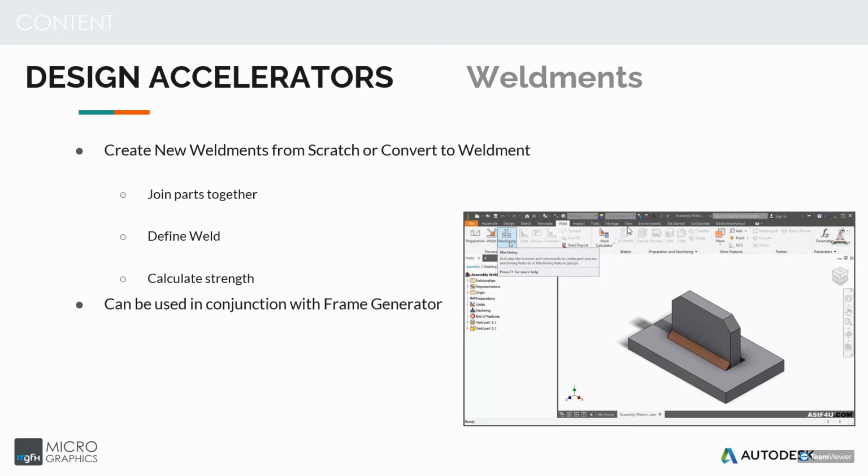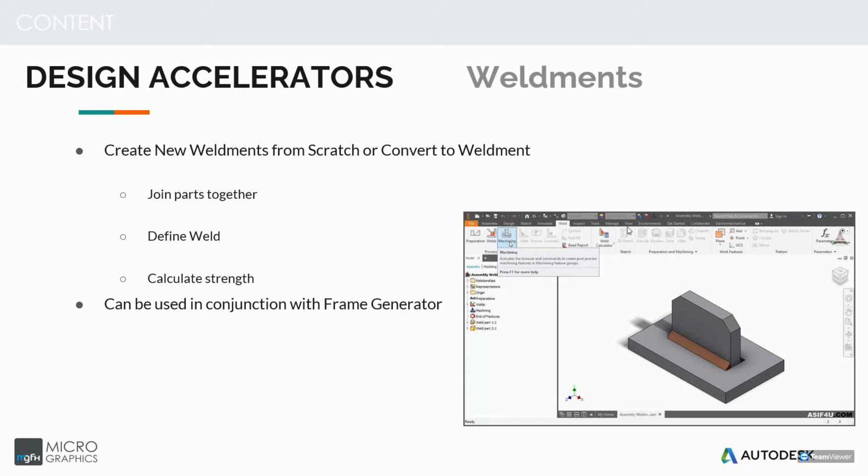So you can create new weldments from scratch or convert to weldment. What do I mean by that is basically you can have a sheet metal or a steel assembly, sort of like the one that I have in the preview here. It can start off as a general assembly and you can convert it to a weldment. Note that you will not be able to go back to a standard assembly once you've converted it to a weldment. That's just the way Inventor works. Or you can start from scratch making a weldment.